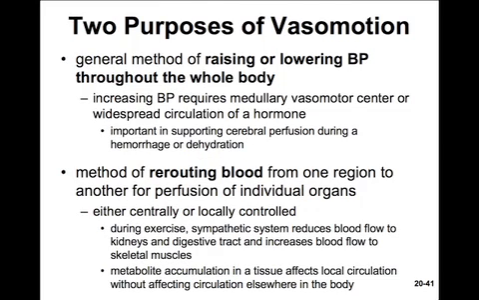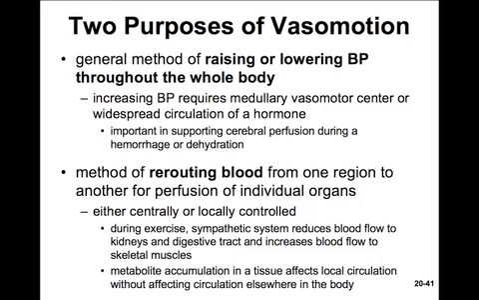Vasomotion can serve either of two physiological purposes. It can cause a generalized raising or lowering of blood pressure throughout the body, or it could selectively modify perfusion of a particular organ and thus reroute blood from one region of the body to another. A generalized increase in blood pressure requires centralized control and action on the part of the medullary vasomotor control center or by hormones that are in circulation. This is very important in supporting cerebral perfusion during hemorrhage or dehydration.